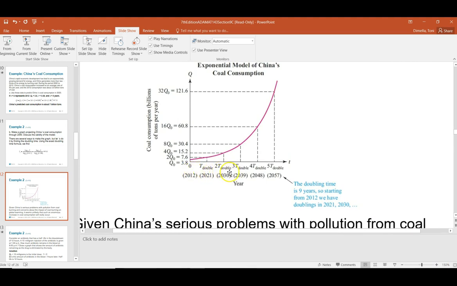This time for the doubling is always going to stay the same. It's just going to go up by a bigger amount each time. Now the same thing's going to happen if we were looking for a decay rate, but the most popular rate of decay is a half-life.